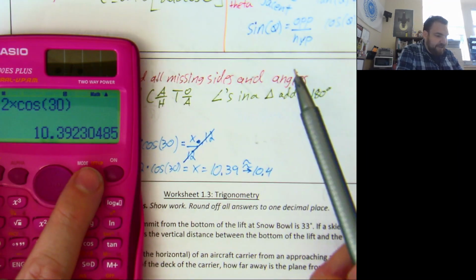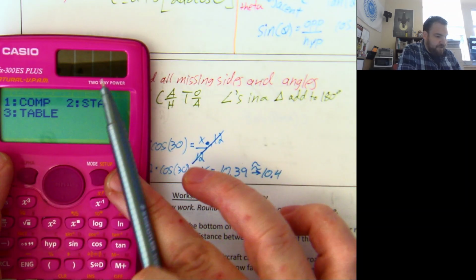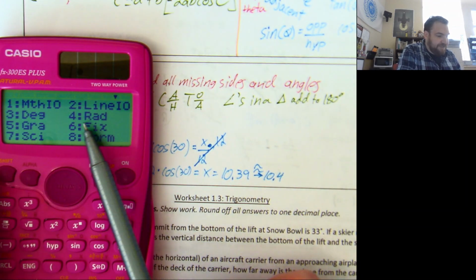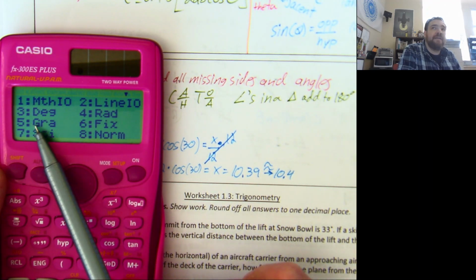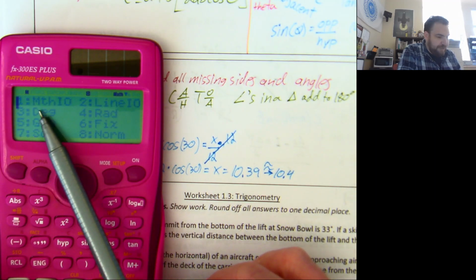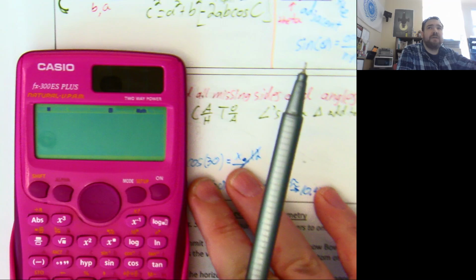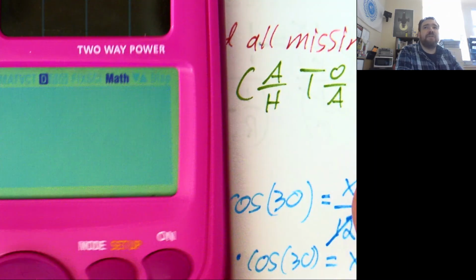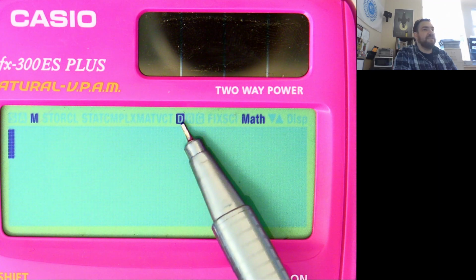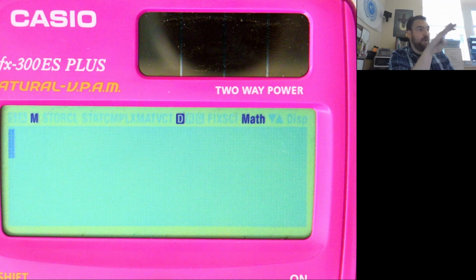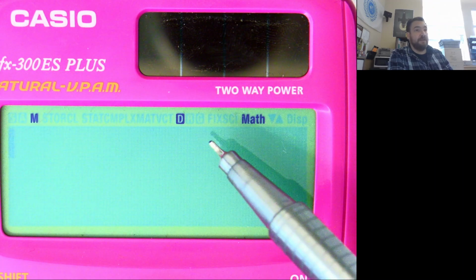How I do that on this calculator is I would go to setup, and it says DEG, rad, and grad. I would push 3 to put it into degree mode. Whatever calculator you have, see if you can see this. Mine's got a D here for degree. There should be a little letter D or a DEG on the screen.